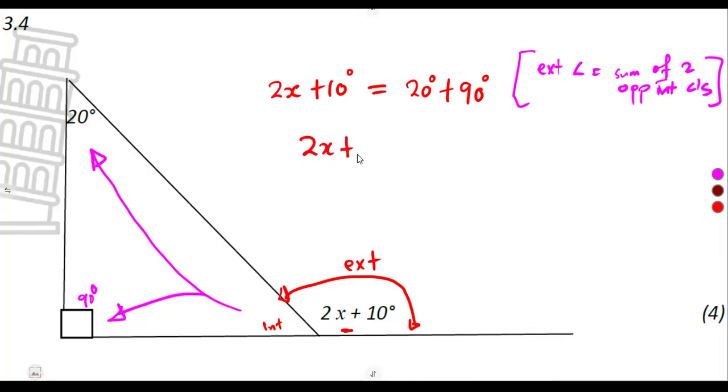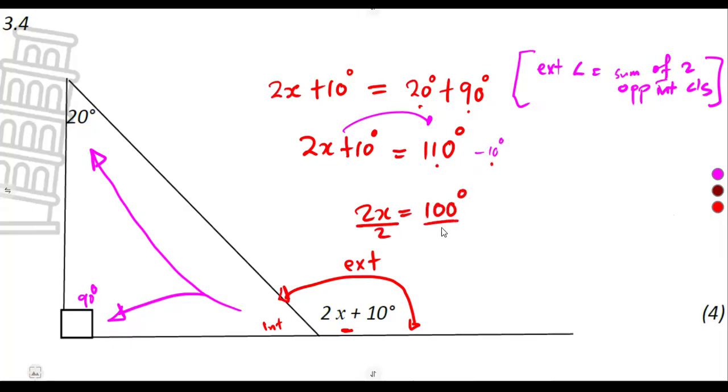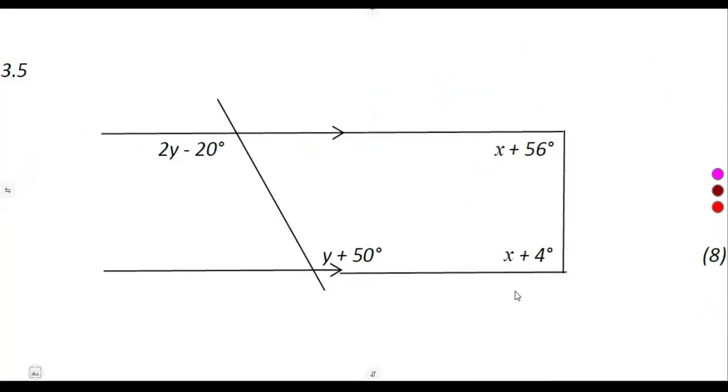All right, 2x plus 10. We can add 20 plus 90, that's 110. Then we can take the 10 to the other side of the equation. It's going to be a negative there. So that's 2x is equal to 110 minus 10, which is 100 degrees. Divide by 2 on both sides. So x is going to be what? 50 degrees. You can simply use the calculator there. All right, so just like that, 3.5, we have got x and we also have y there.